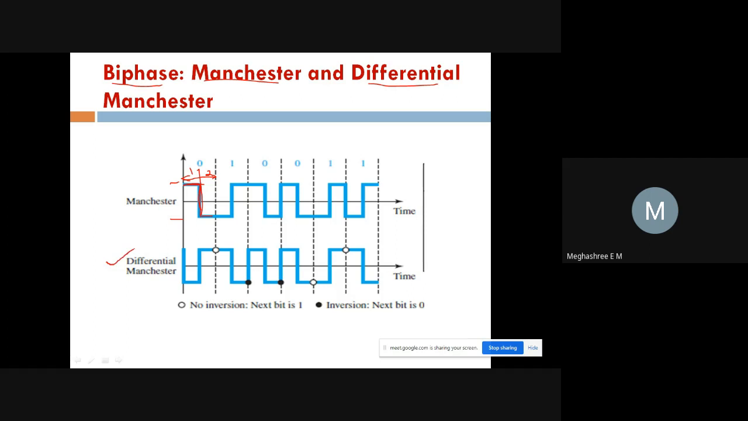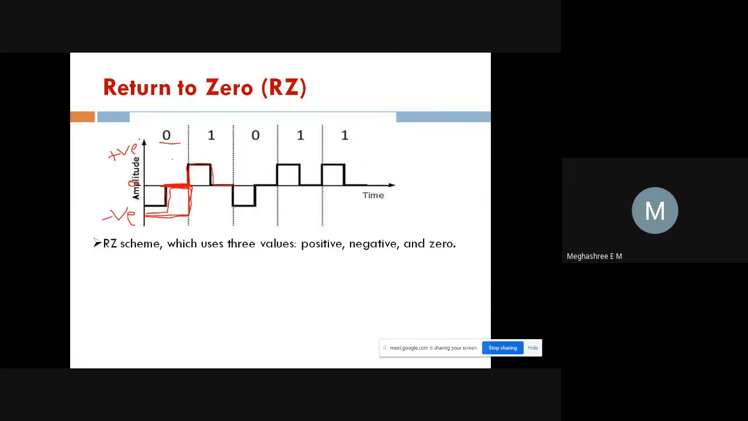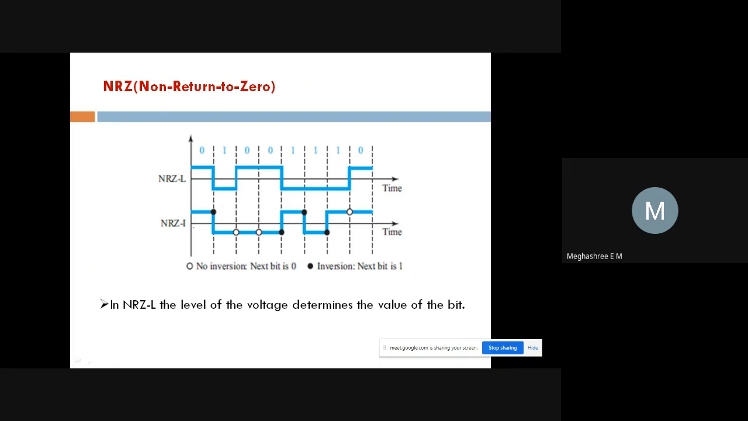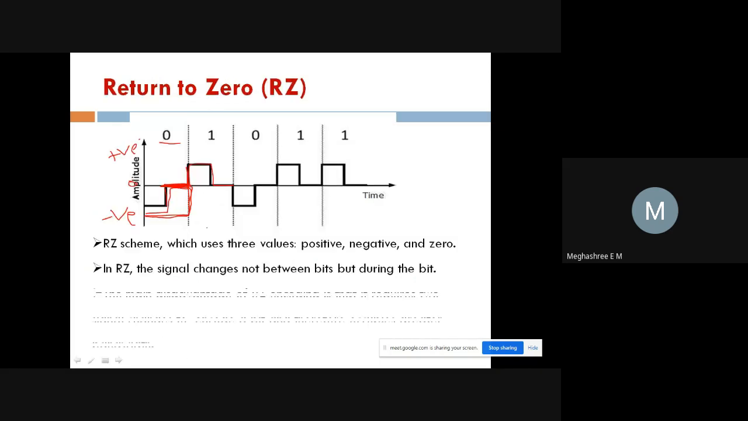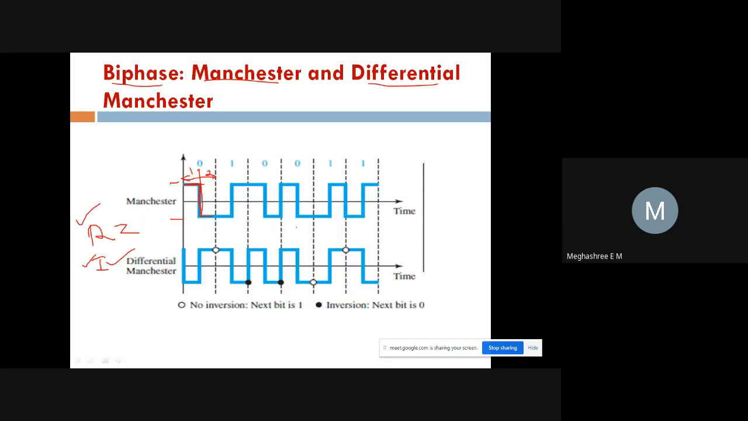Now the second type under this is differential Manchester. See, actually, this differential Manchester is the combination of return to 0 and non-return to 0 I. So as we studied, in return to 0, there is a transition in the middle of the bit. The combination of return to 0 and non-return to 0 I represents differential Manchester. Okay, let's see that.